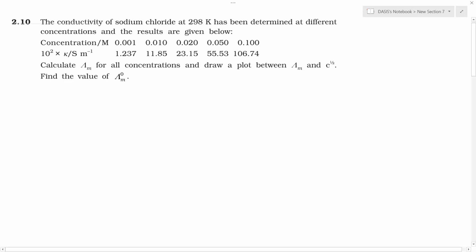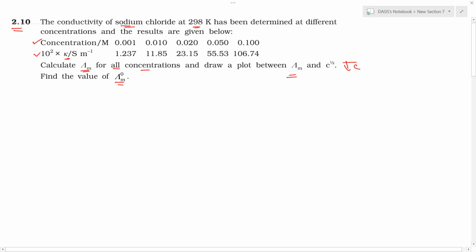Let us discuss this question. That is question number 2.10 in electrochemistry. This is your exercise question. They had given the data of the conductivity of sodium chloride at 298 Kelvin, the concentration as well as the kappa value. They asked us to calculate the molar conductivity for all concentrations, draw a graph between the molar conductivity and square root of the concentration, and finally find out the limiting molar conductivity, right?